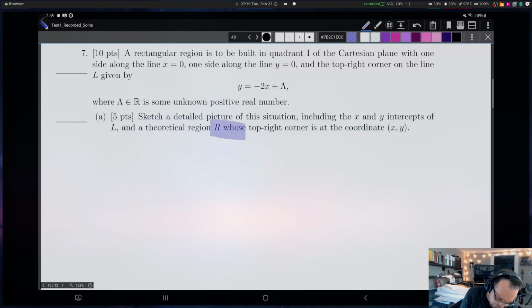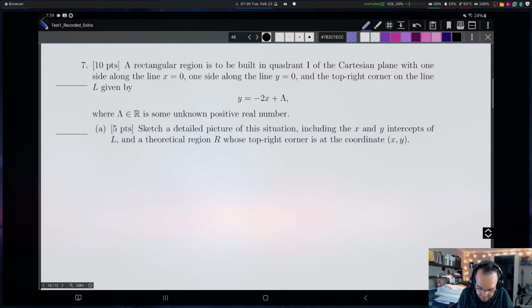And we'll sketch some theoretical region R according to these instructions. So let's just go through the instructions. We're going to build a rectangular region. One side is going to be along the line x equals 0. One side is going to be along the line y equals 0. And then it's going to have a top right corner on this line given by some equation.